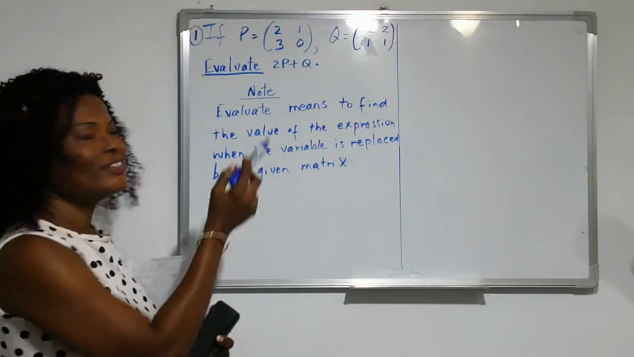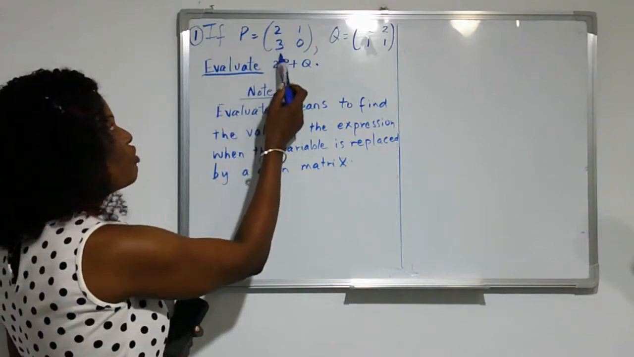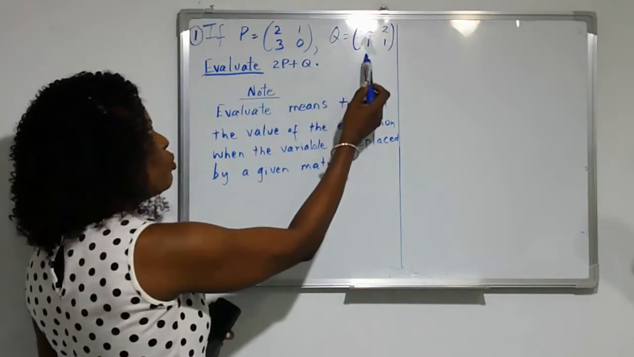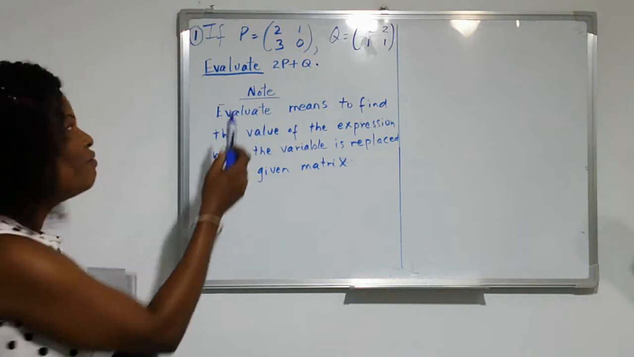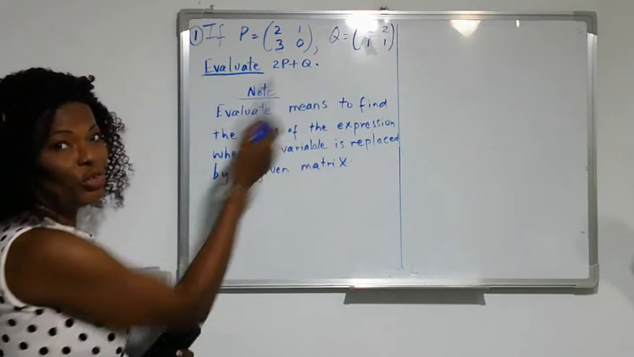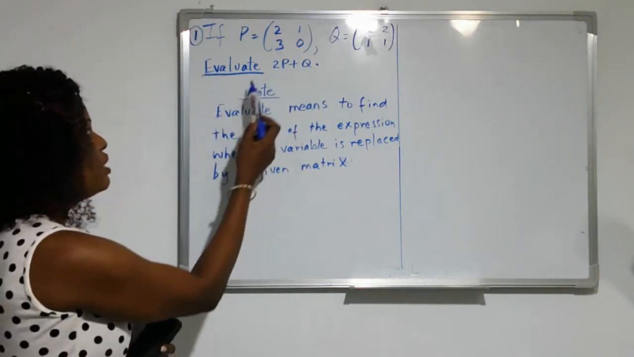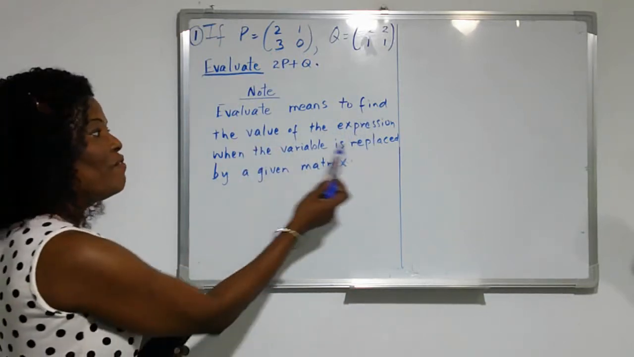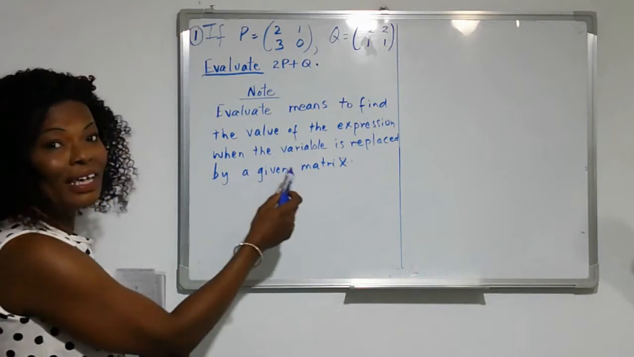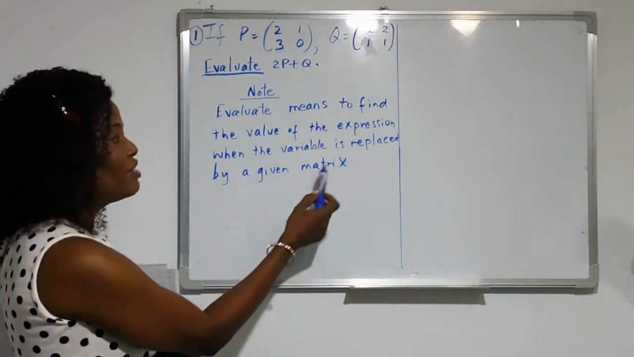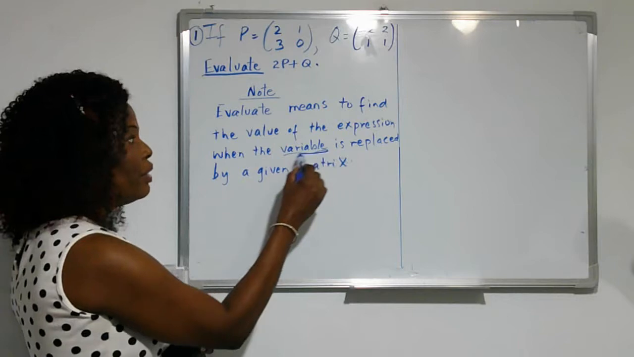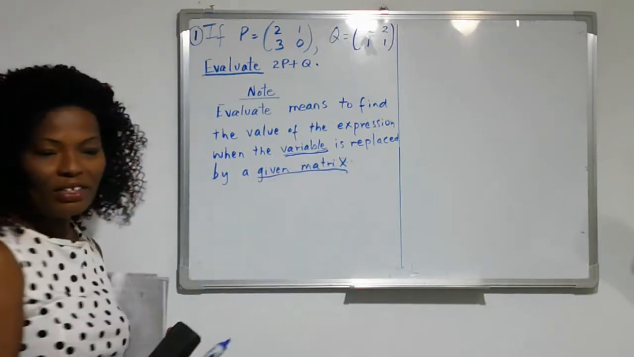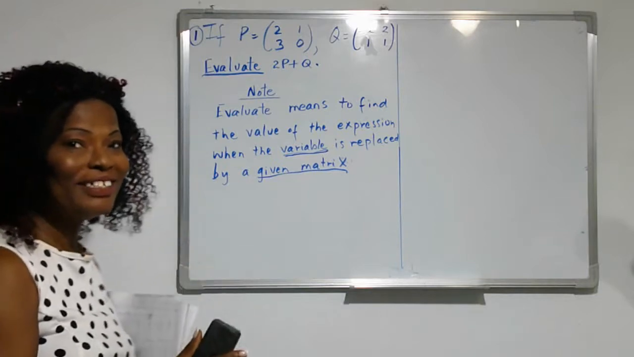Question 1 says, if P equals [2, 3; 1, 0] and Q equals [-2, 1; 2, 1], evaluate 2P plus Q. Now, evaluate means to find the value of the expression when the variable is replaced by a given matrix. So let's see what that really means.